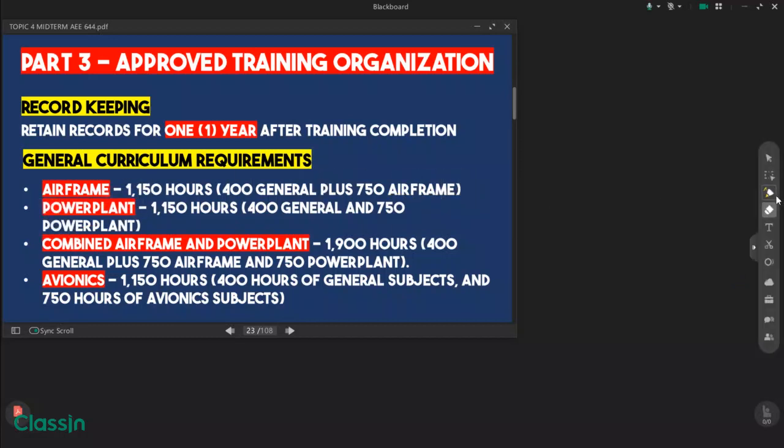And we have the combined airframe and power plant. So, we have 1,900 hours in total. So, 400 general plus 750 airframe and 750 power plant. And lastly, we have the avionics. So, 1,150 hours, 400 hours of general, and 750 hours of avionics subjects. Okay? So, remember the number of hours kung anong kailangan sa general curriculum.